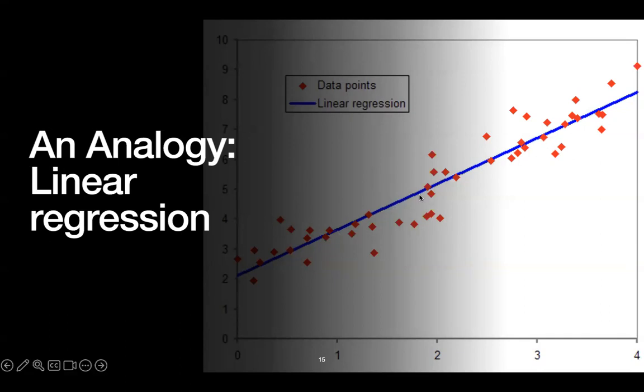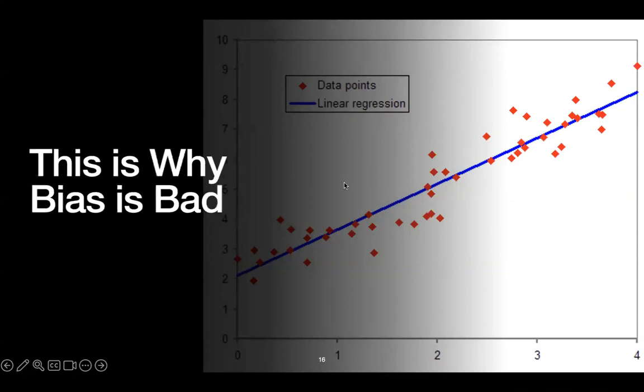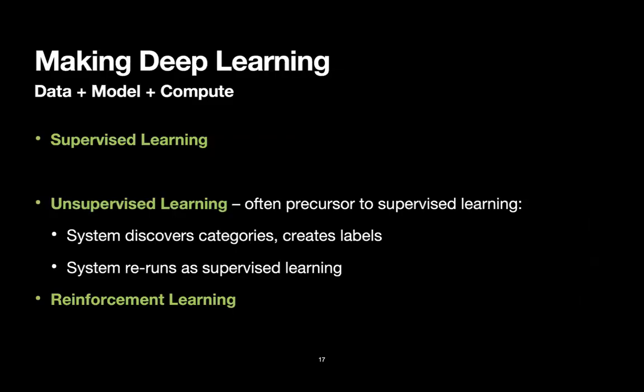This gives you an analogy for why it's much more sophisticated in deep learning, but it does boil down to a lot of the same things. And as I said, this is why bias is bad. So that's supervised learning. And I've smoked through that one kind of quickly. There's a lot of really good material out there on explaining supervised learning. I think hopefully that was enough to get you started.